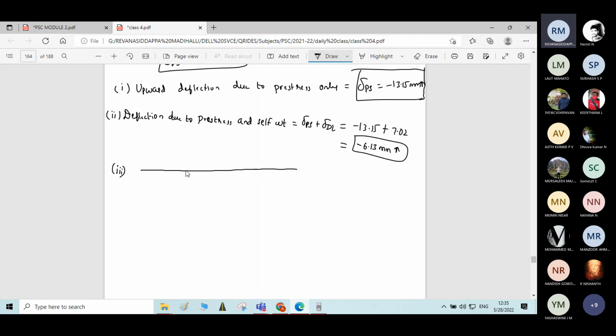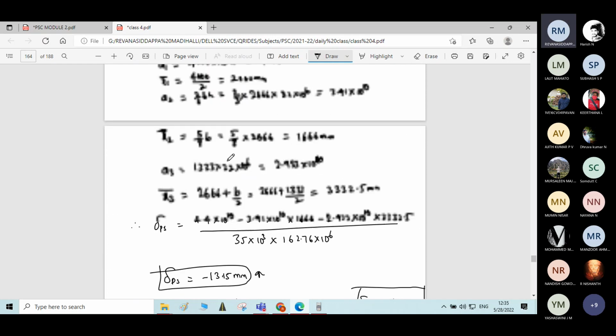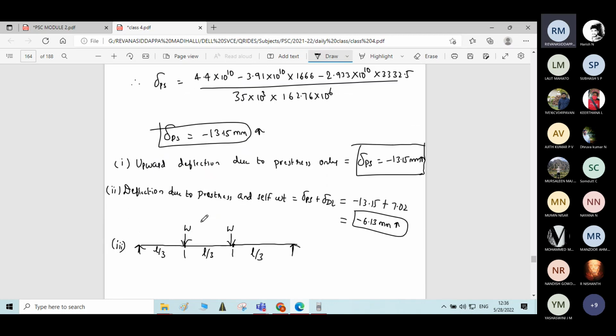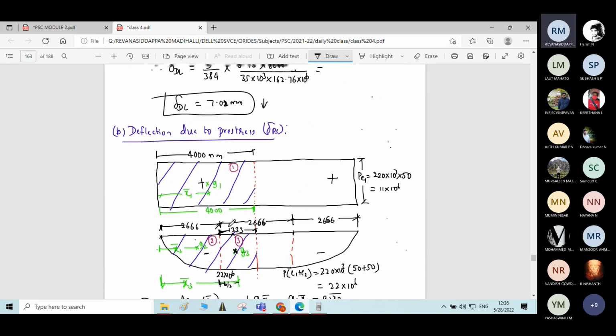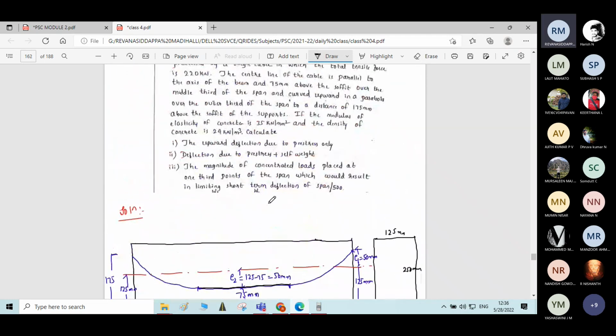So 1/3 points means here and here. L by 3, L by 3, and L by 3. Okay. We have to find the magnitude of the concentrated force W, which is placed at 1/3 points, which would result in short-term deflection of span by 500.